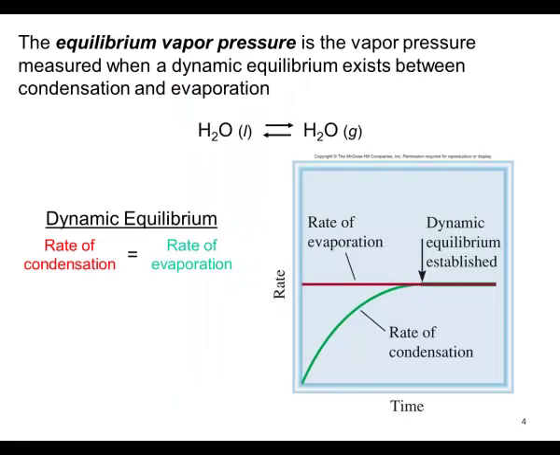The equilibrium vapor pressure is the vapor pressure measured when a dynamic equilibrium exists between condensation and evaporation. All liquids have vapor pressure. It's a dynamic equilibrium. The rate of condensation equals the rate of evaporation.